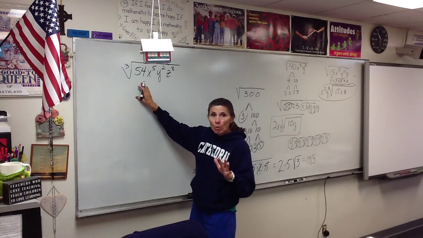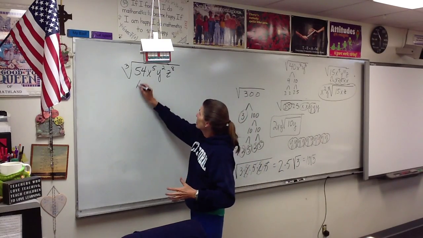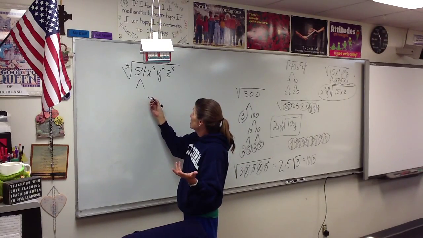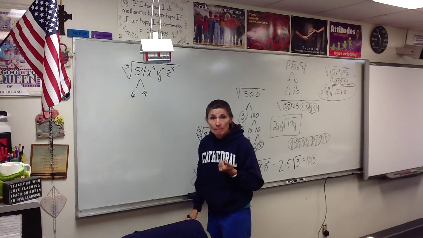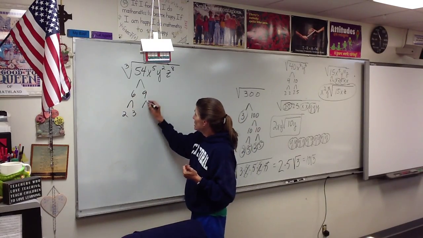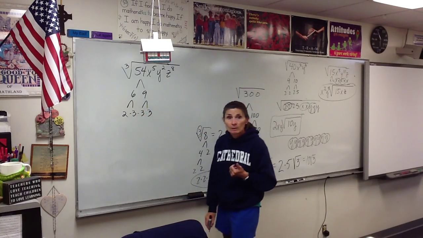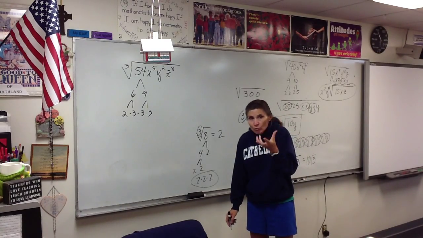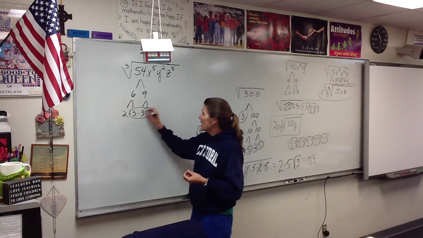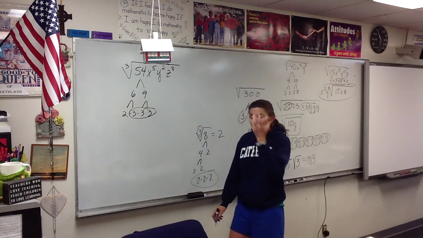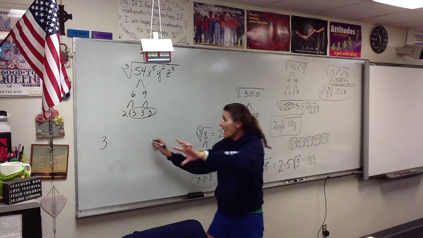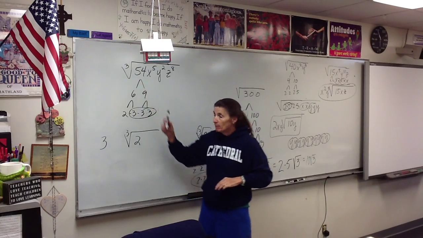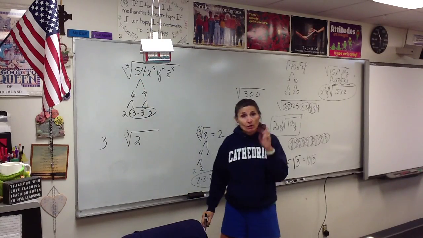So I'm going to break down 54 exactly like I broke down my other numbers. So 54, I don't know, what is that? 6 times 9? And then 2 times 3 and 3 times 3. Now, what am I looking for here? I'm looking for groups of 3. I have a group of 3. So I can pull that number out, and the 2 has to stay inside. This is a cube root problem, so I am looking for groups of 3.